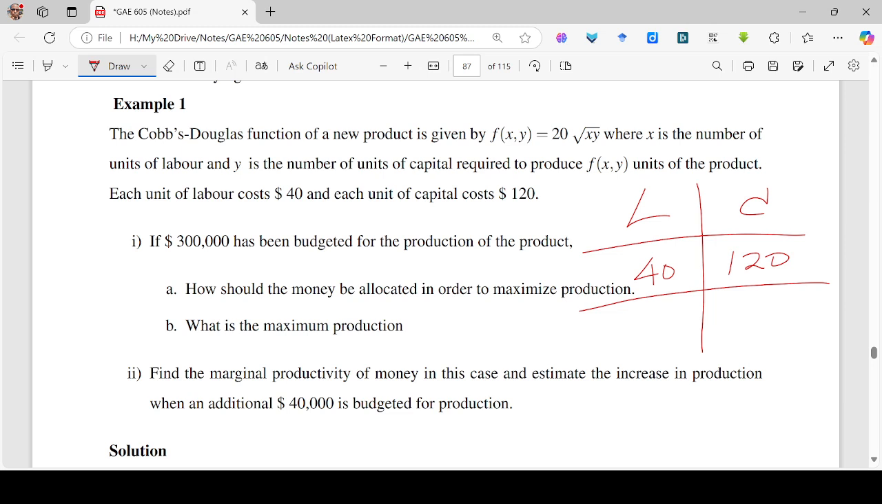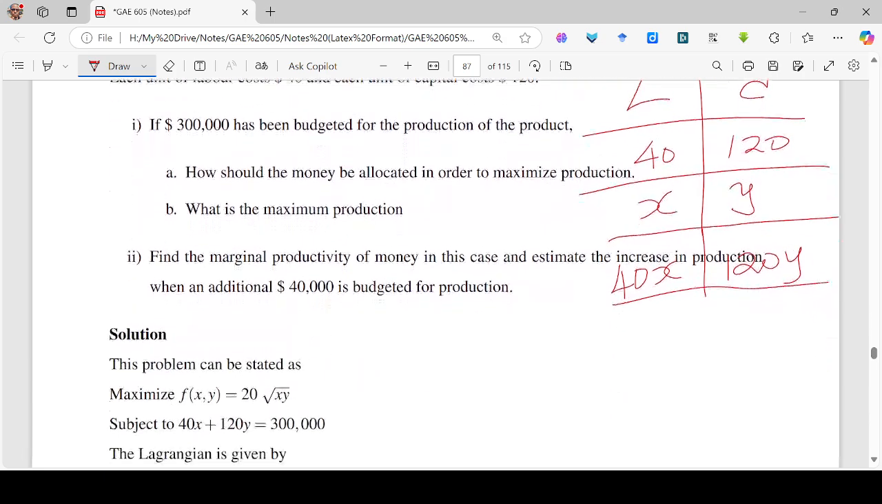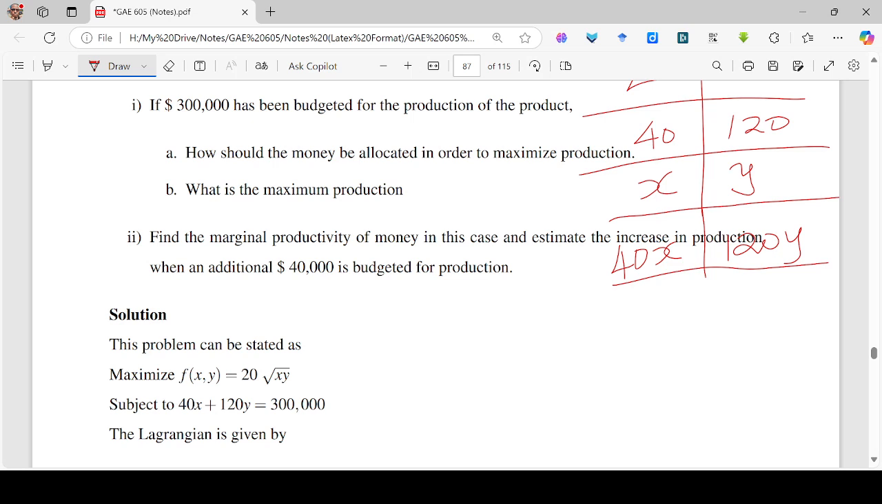And we have x units of labor and y units of capital. So the total cost to be incurred will be 40x on labor and 120y on capital. So the total cost is 40x plus 120y. But this must not exceed the amount of money that has been budgeted. The budget is $300,000, so this should be equal to 300,000. So this is now our constraint.